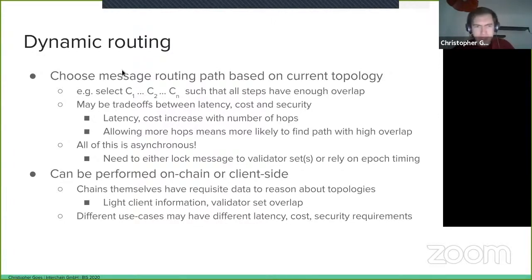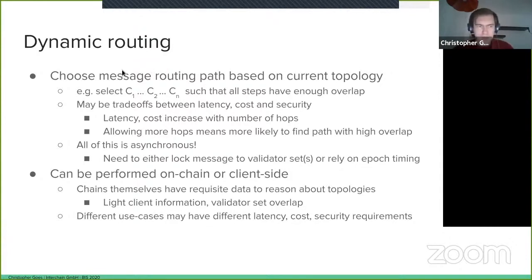If n is really large, you're going to have some additional delay with each hop you add, and probably costs in terms of transaction fees that you have to pay. But if you as a user are trying to dynamically create a route, you have the option to choose how many hops you're willing to pay for and willing to tolerate latency-wise. And if you allow more hops, you're much more likely to find a path of higher overlap.